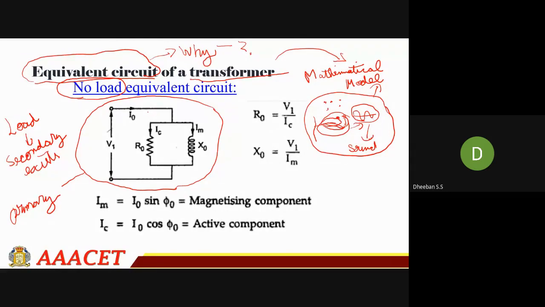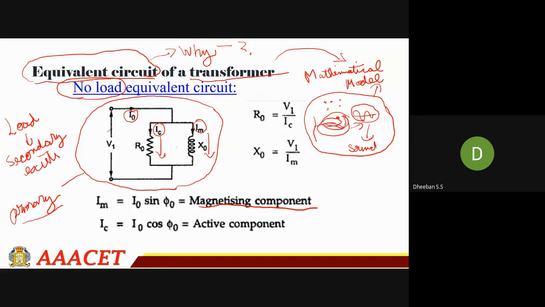I have already spoken about this current. This is the current flowing at your primary when there is no load, so it is represented by I naught. Apart from this I naught, there will be two more components at your primary. First, the magnetizing component, which is the current flowing through your inductor. At the same time, the active component Ic is flowing through your resistor.